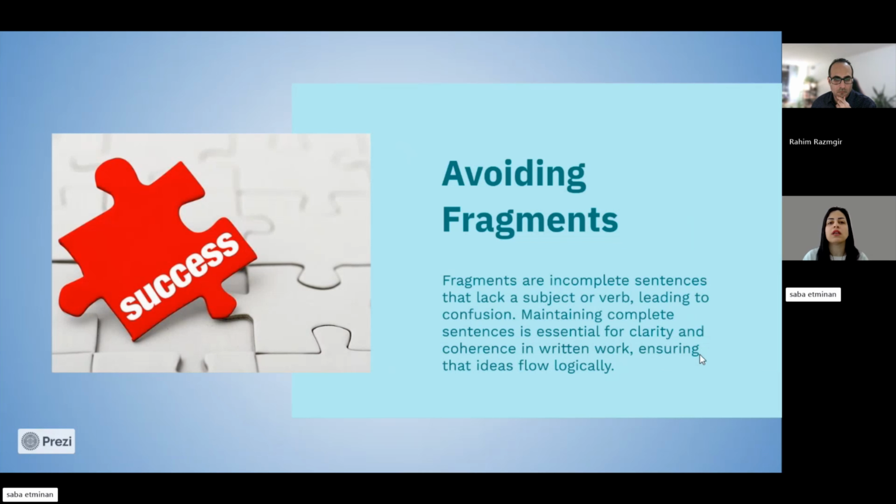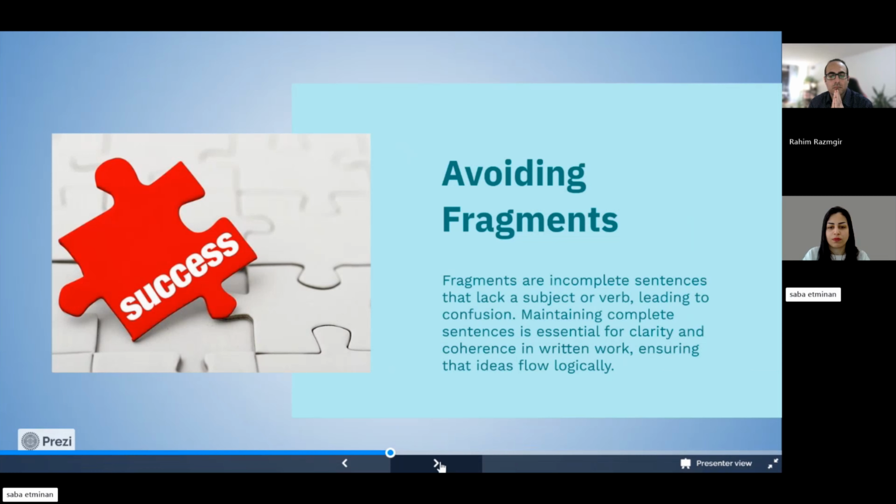Fragments are incomplete sentences that lack a subject or verb, and they lead hugely to confusion. Maintaining complete sentences is essential for clarity and coherence in written work, ensuring that ideas flow logically. It's very important not to leave sentences there without any full stop, period, and just write something as a phrase. Those are fragments, and that's very important.